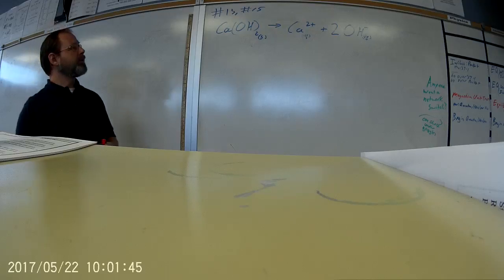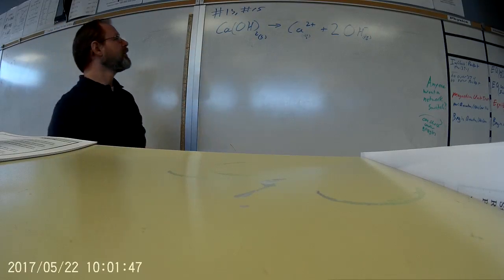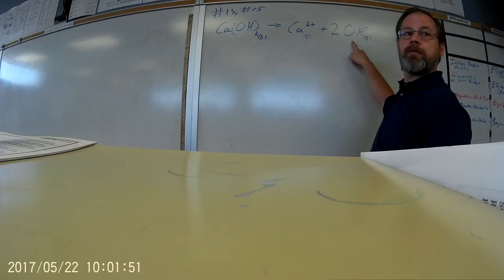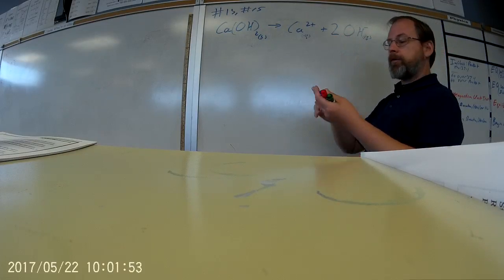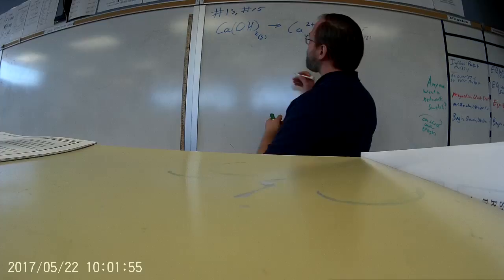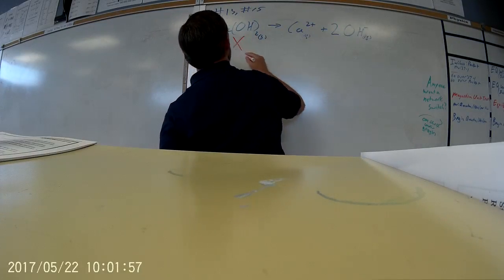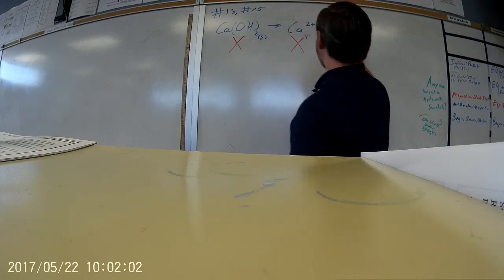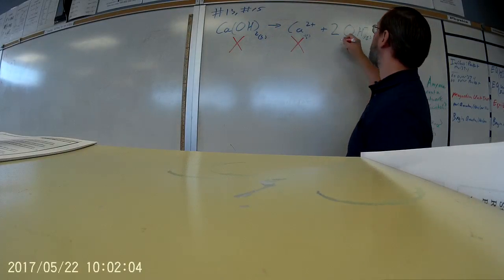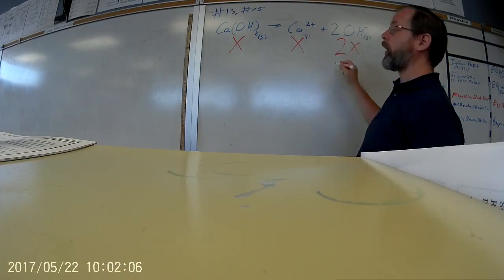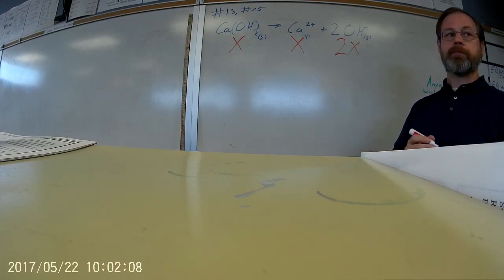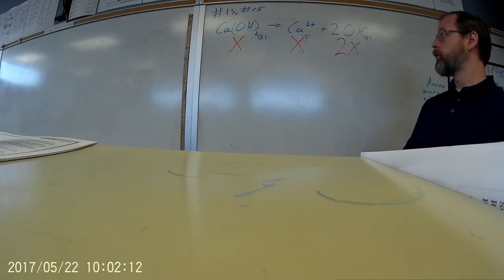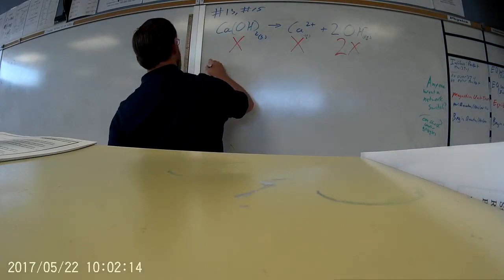Okay. So calcium hydroxide, solid, breaks down into 1 calcium and 2 hydroxides. So for every x calcium hydroxide, how many calciums do we get? x. But how many hydroxides do we get? 2x. Okay, because there's twice as much. Give me a thumbs up if that makes sense to you. All right, cool.